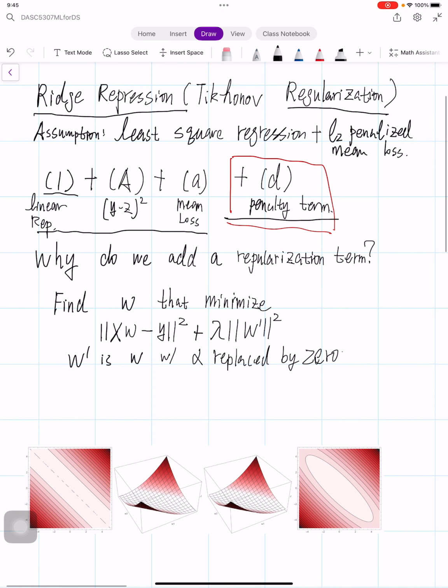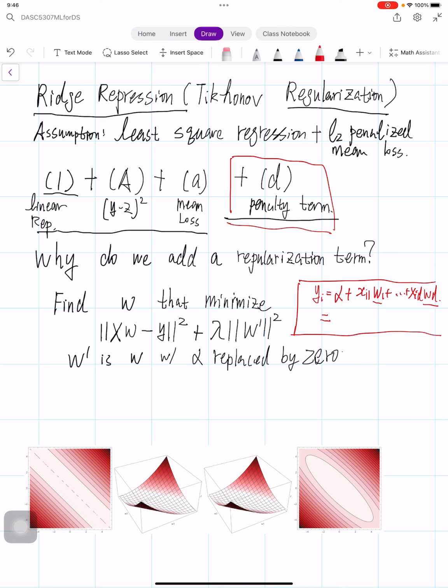Maybe let me elaborate here a little bit more. In the regression, we have y_i equals alpha, the intercept, plus x_i1 times w1 plus x_i2 w2 and up to x_id wd, right? So this w prime only contains w1 to wd. And the first term will become 0.